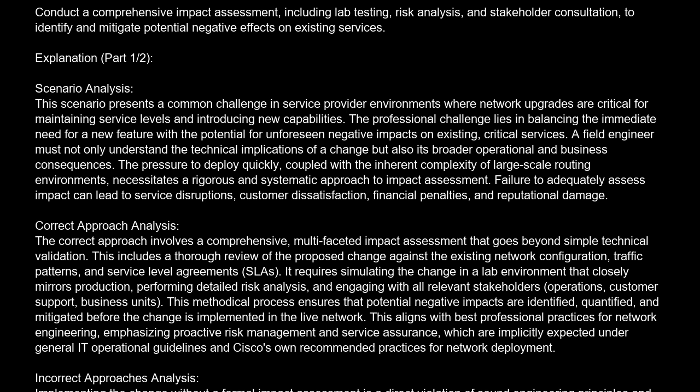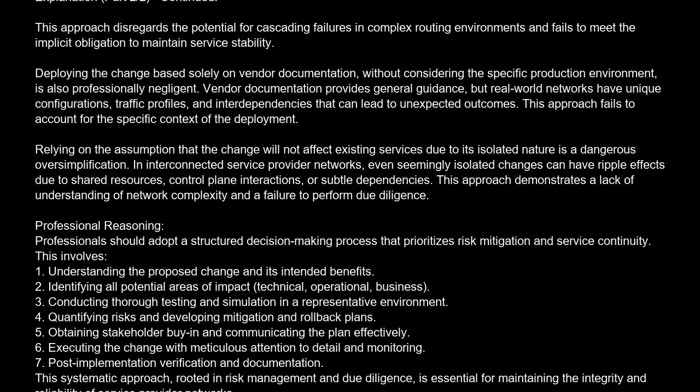Incorrect approaches analysis. Implementing the change without a formal impact assessment is a direct violation of sound engineering principles and could lead to severe service degradation or outages. This approach disregards the potential for cascading failures in complex routing environments and fails to meet the implicit obligation to maintain service stability.